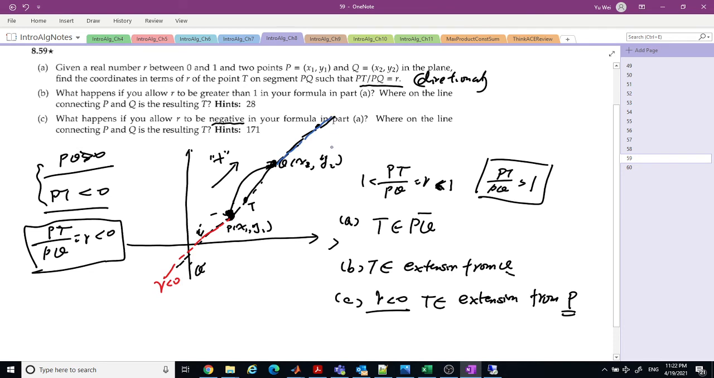Here is PT over PQ greater than 1. Okay. And here is PT over PQ less than 1 and greater than 0.